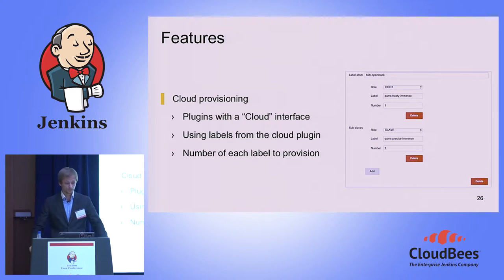So our compound slave plugin allows you to create compound slaves from the other cloud plugins using labels which you've already configured in these plugins. Like you say, I want to have a compound slave consisting of 3 nodes, which will be a small node, a medium node, and a large node. And all of these are labels, and all of these labels are already configured inside. So you do not have to reconfigure anything you have already installed. You just set up our plugin and use the already existing configuration. You can also say how many nodes of which label to provision inside the compound slave. This is rather easy.